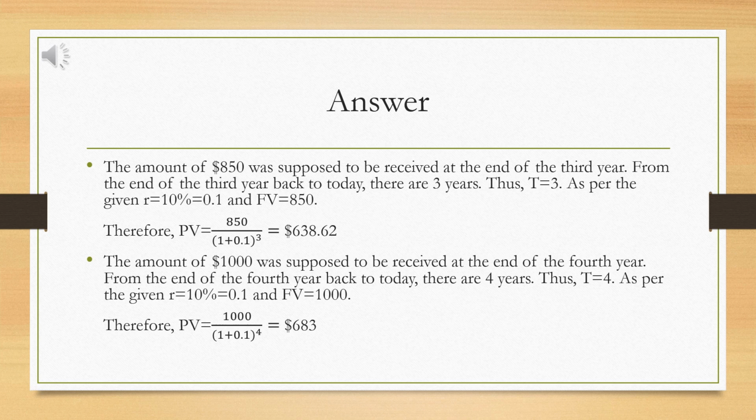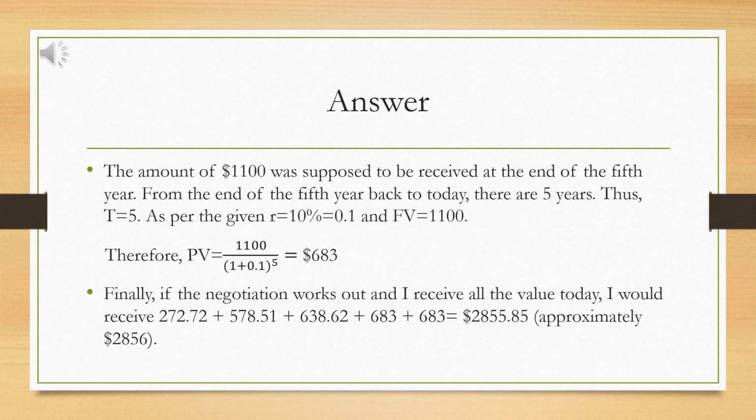The amount of 1,000 was supposed to be received at the end of the fourth year. From the end of the fourth year back to today, there are 4 years. Thus, t is 4. As per the given, r is 0.1 and future value is 1,000. Therefore, present value equals 1,000 over 1.1 to the power 4, which is $683.